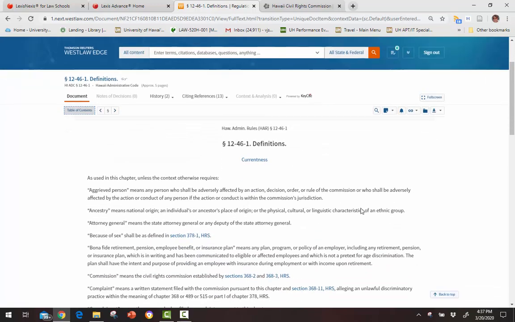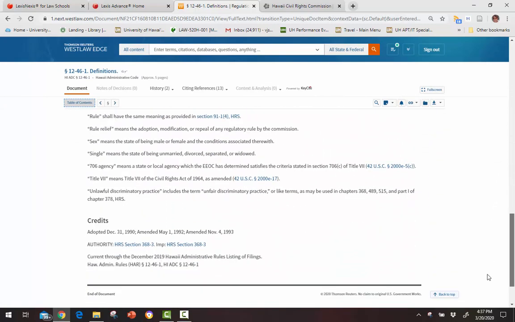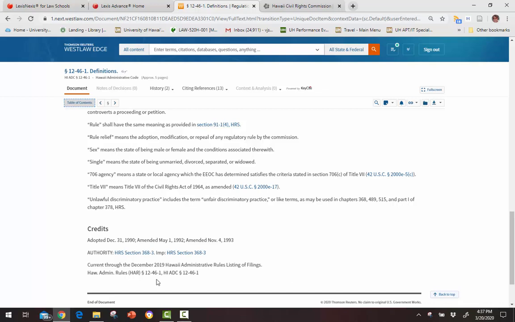Right. So if we go down to the bottom of the regulation, we also see the authority, right? Yep. Yeah, so the same authority that we saw on the agency's website is seen here as well. You have the authorizing statute at 368-3, and that same statute is also being implicated. But again, others may have been and will be in other sections of the regulations. And then you also have the currency information for an electronic citation if you need it.